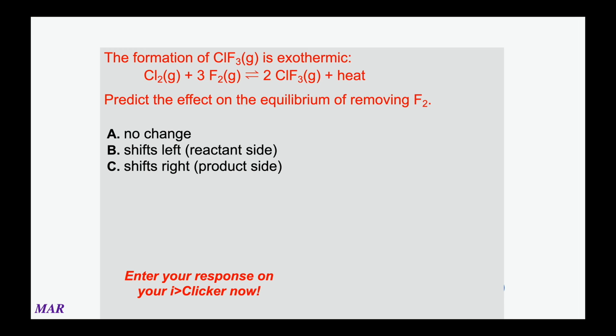This reaction again. Predict the effect of removing F2. Okay, well, we're removing a reactant. The reaction's going to shift to the side that we removed from. It's going to shift to the reactant side. This is going to be a shift to the left. All right, so again, adding shifts to the opposite side. Removing shifts to the side you removed from.